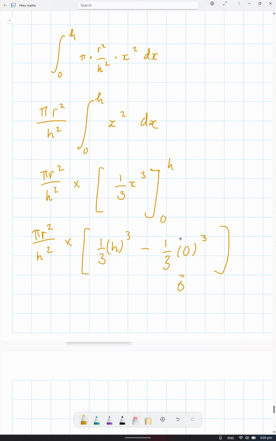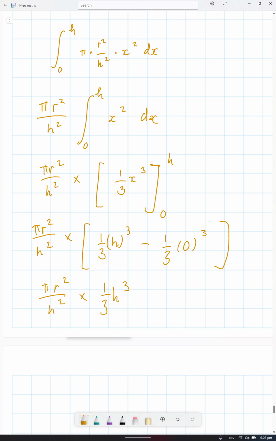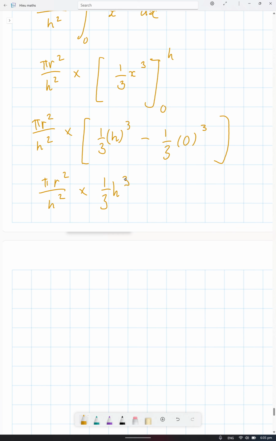This is just equal to 0, right? Because 0 cubed is 0, and 1/3 multiplied by 0 is 0. So this is equal to h cubed. And all we have to do is simplify this. So I'm going to put it all together first: pi r squared h cubed over 3h squared.